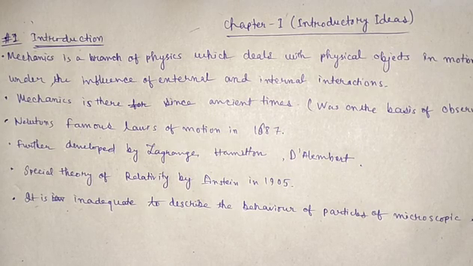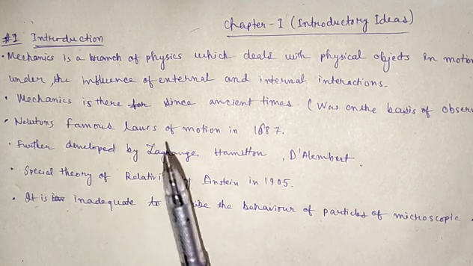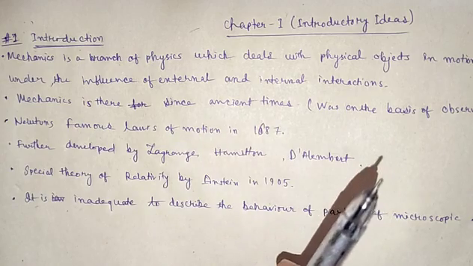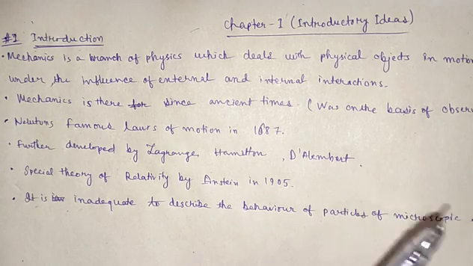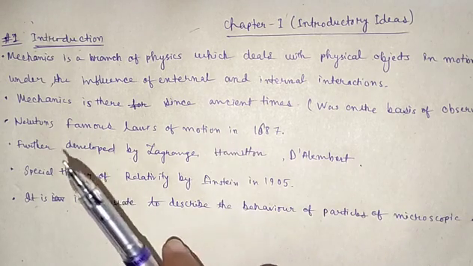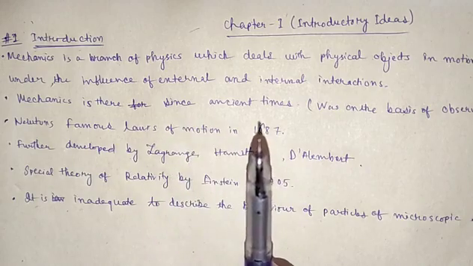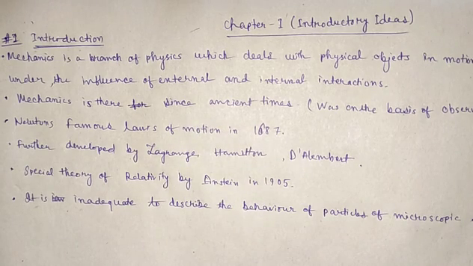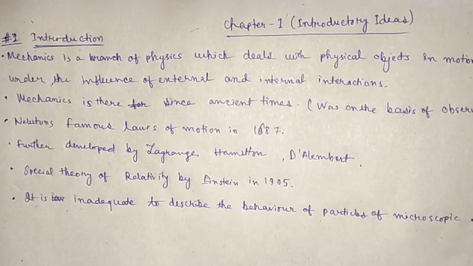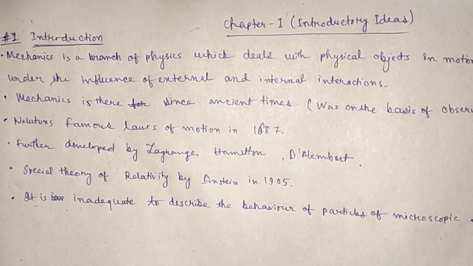Now you might wonder how mechanics came about. Mechanics has existed since very ancient times. Our very old civilizations used to observe the planetary motions, and then they used to formulate theories around those. Some of the theories were wrong, and some were revolutionary even at that time.